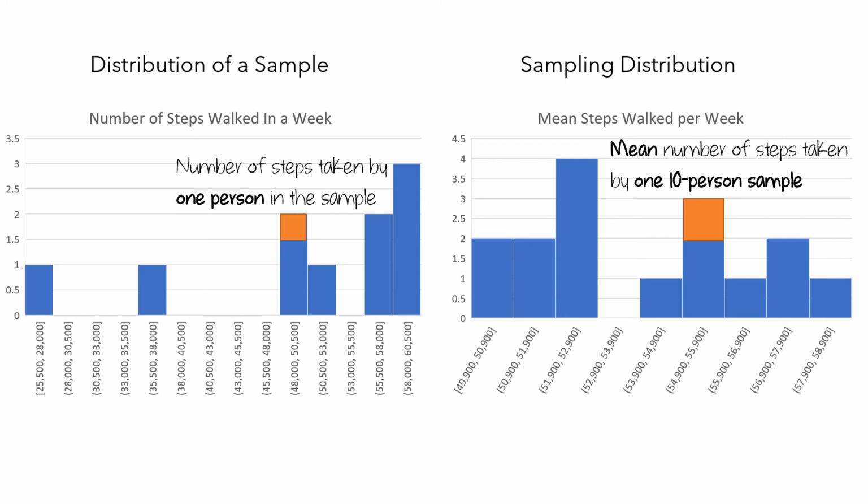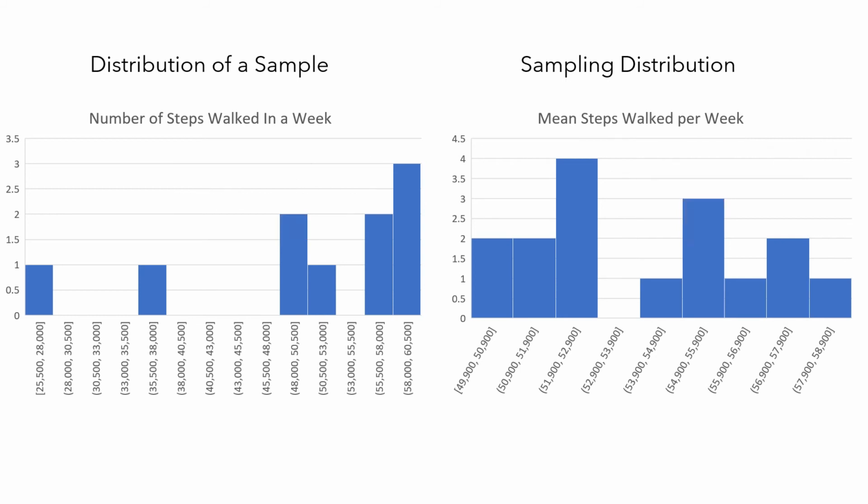We regularly use sampling distributions in statistics to compute probabilities. For example, we could compute the probability of getting a sample with an average that was less than 50,900. Here it would be 2 out of the 16 sample averages. In statistics, we use sampling distributions to make inferences about population parameters, so it's important to understand what they are and how they're generated.